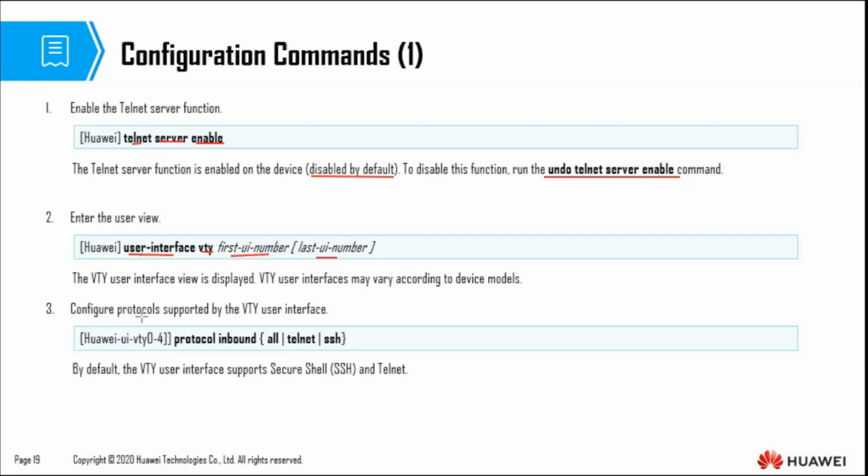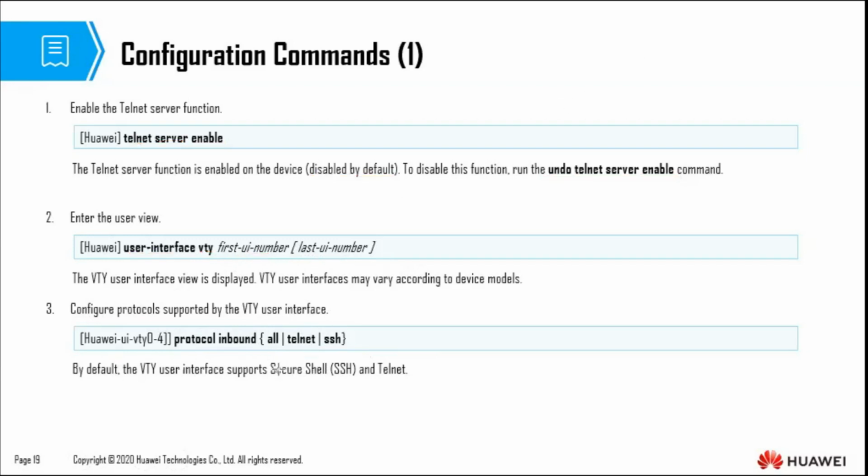After that, you need to configure the protocols that are supported by that VTY interface. VTY interface can support Telnet or SSH. So you use the command protocol inbound, then telnet, ssh, or all in order to support both of them.